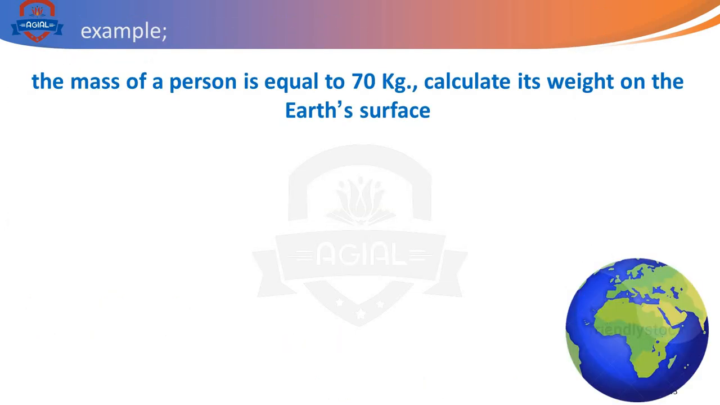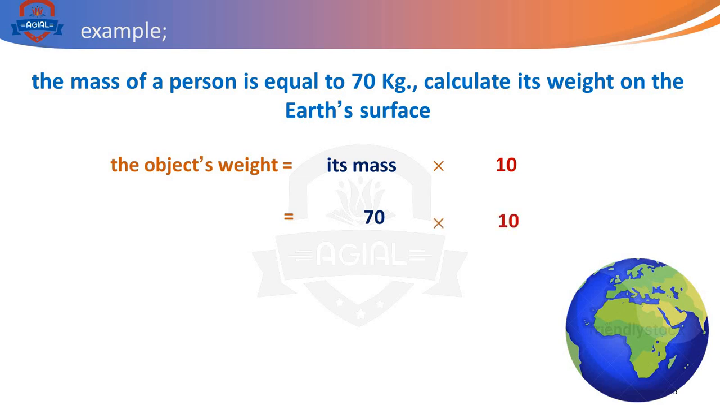Let's see an example. The mass of a person is equal to 70 kilograms. Calculate their weight on the Earth's surface. We said the object's weight equals its mass times 10, which equals 70 times 10, which equals 700. We said the measuring unit of weight is the Newton, named after Newton, the hero of our story.